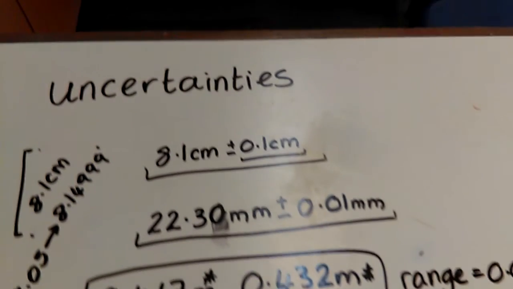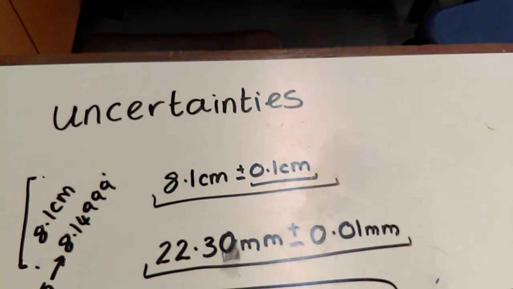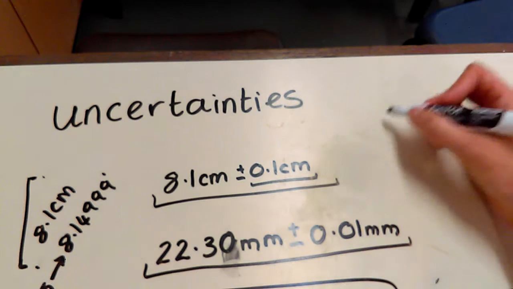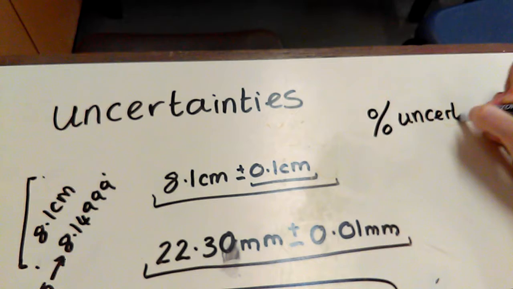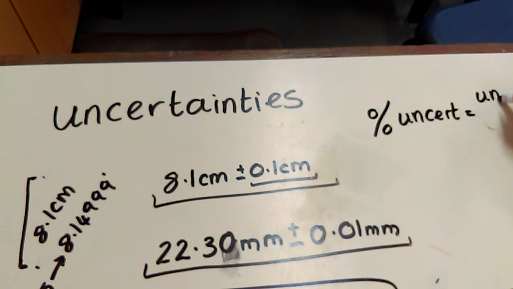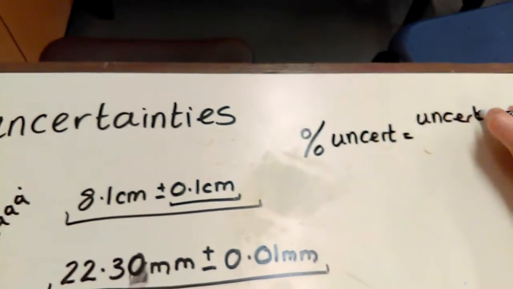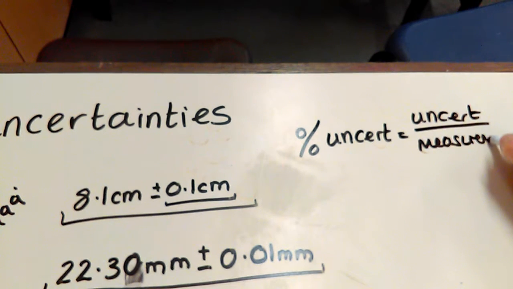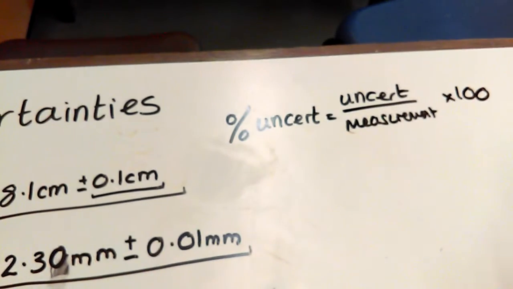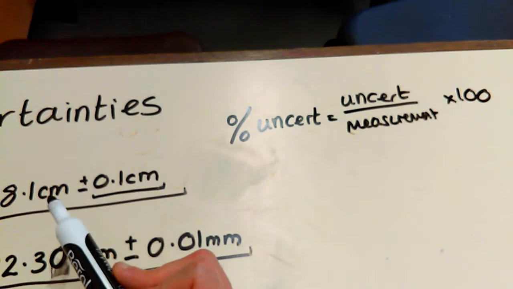However, be aware that we've also got to use the range. Now, sometimes we don't want to give our uncertainties as absolute uncertainties. Sometimes we want to give them as percentage uncertainties. To find our percentage uncertainty, we take our absolute uncertainty, divide it by our measurement, and then to put it into percentage, we multiply by 100. Let me show you using this data here.